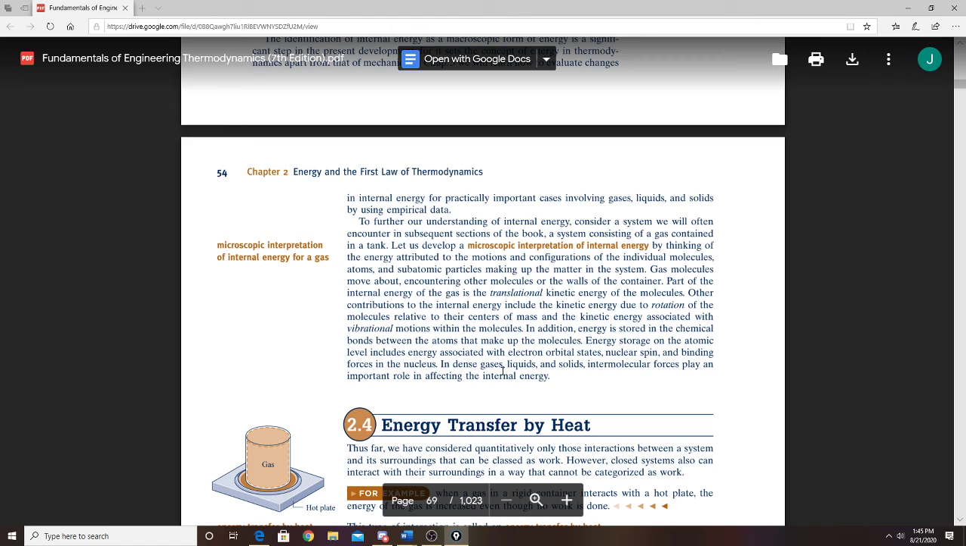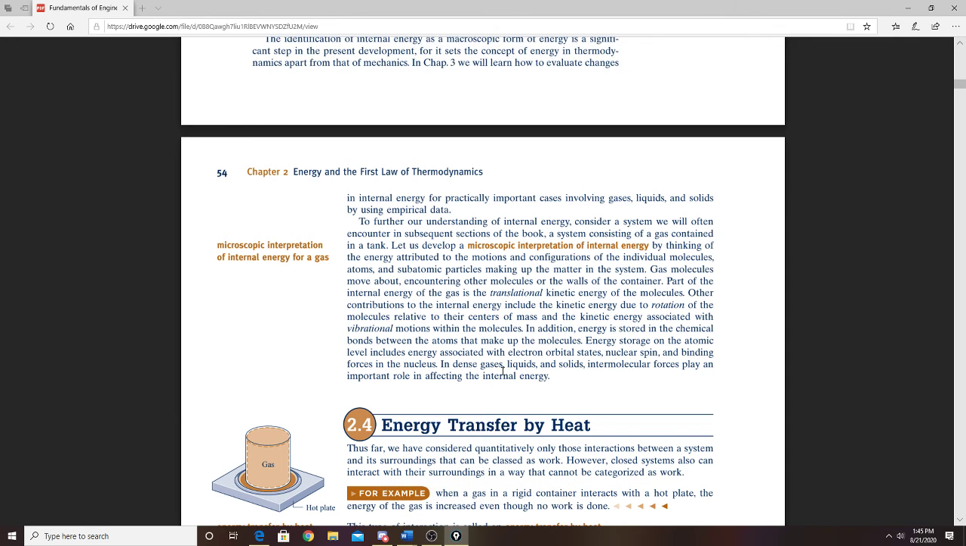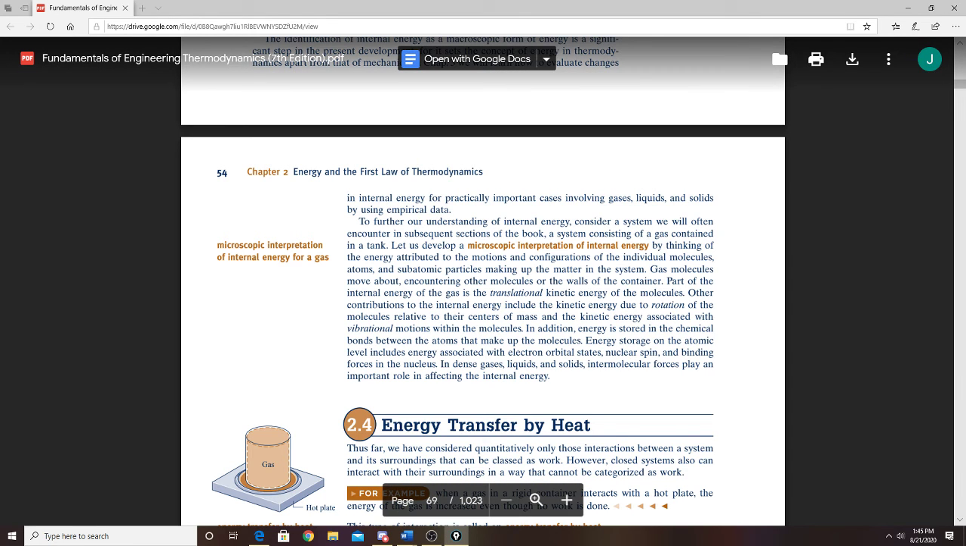Nuclear spin, orbital states, binding forces: that's not important for us to know in this class. In this class, we deal with a more macroscopic view of thermodynamics. There are parts of this book that deal with the microscopic version, which you would actually be talking about things like that. But that's in a graduate level class that I did take. So it's not all that important for us right now. And I think you guys are probably happy about that.